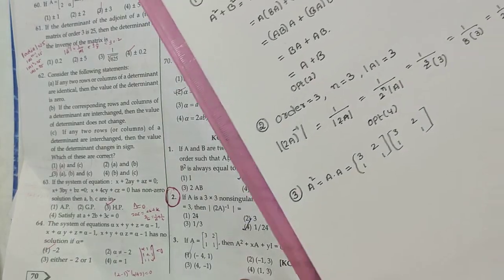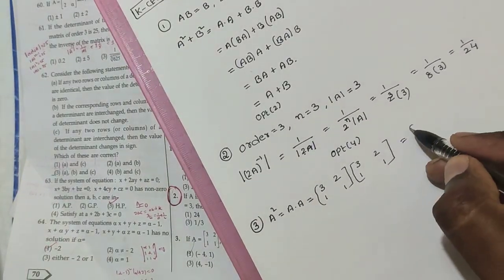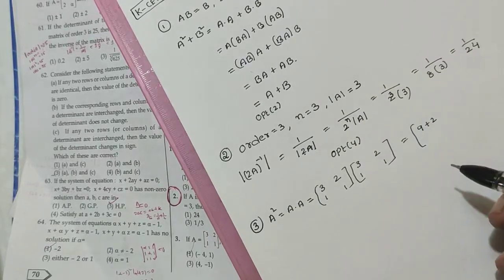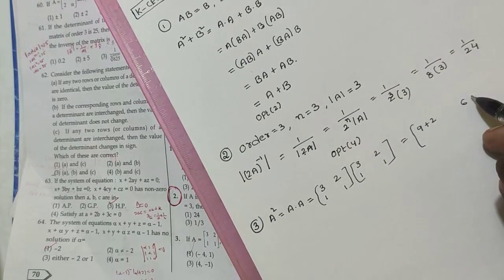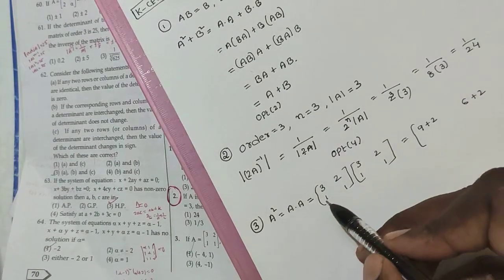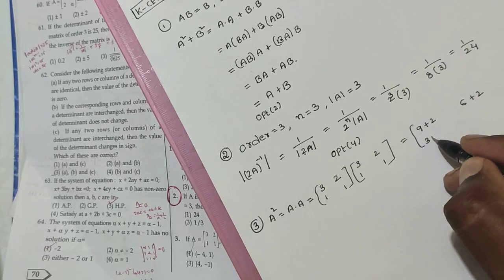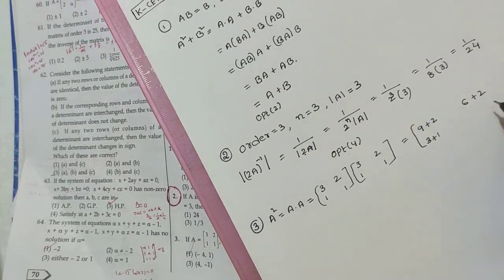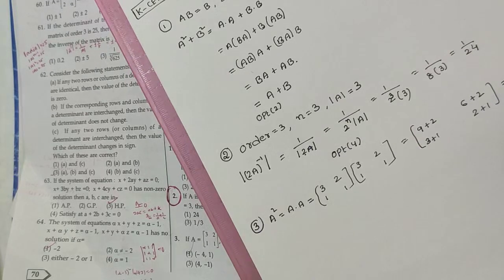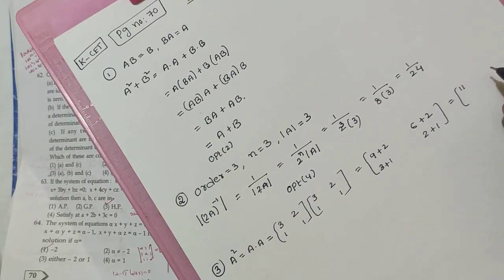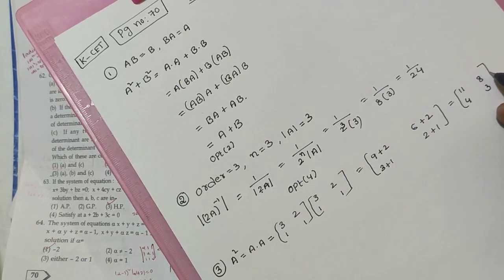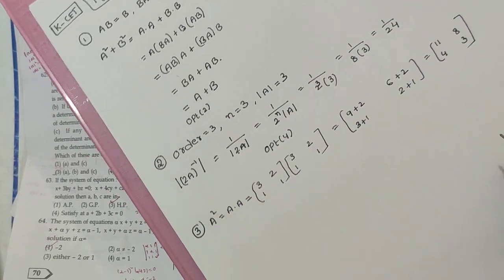Apply the matrix multiplication concept. Then what you do, row into column. 3 into 3 is 9 plus 2 into 1 is 2. 3 into 2 is 6 plus 2 into 1 is 2. Again do the process with second row. 1 into 3 is 3 plus 1 into 1. 1 into 2 is 2 plus 1 into 1. Now what you will get? 11, 8, 4, 3. This is the value of A square.